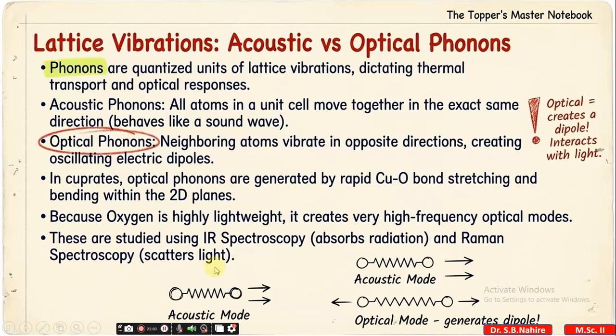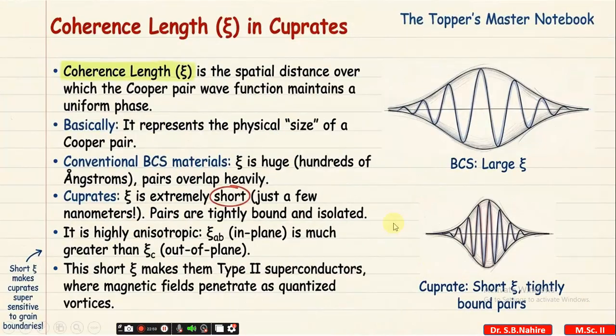Now, look at the diagrams at the bottom. In the acoustic mode, atoms move in the same direction. In the optical mode, atoms move in opposite directions, which creates an electric dipole. So, remember this key idea. Acoustic phonons are like sound waves, while optical phonons involve opposite motion and interact with light. In the next slide, we will study coherence length and its importance.